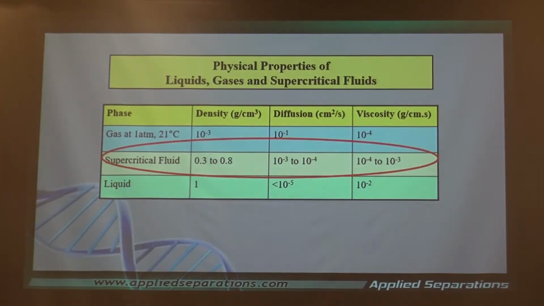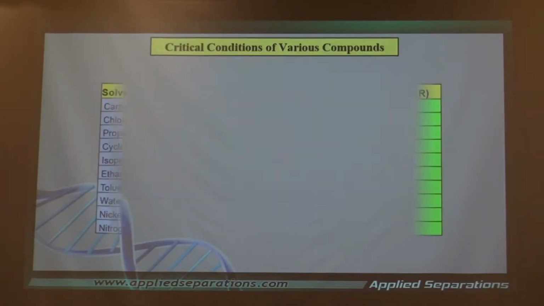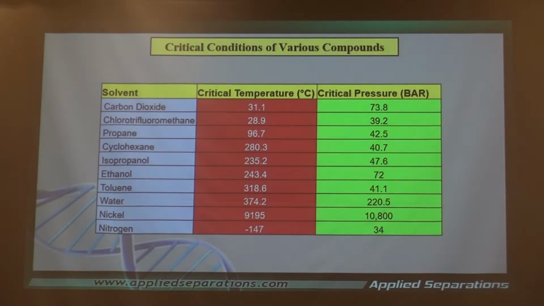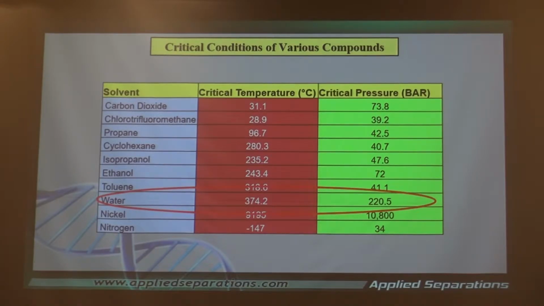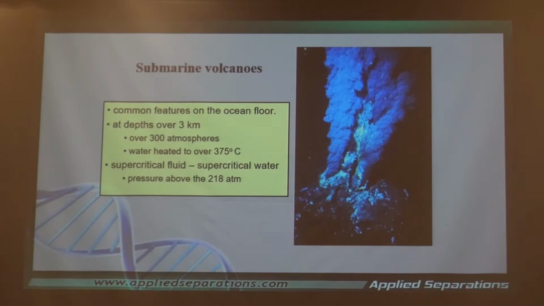A supercritical fluid is somewhere between a gas and a liquid. And as I said earlier, we can make almost anything supercritical. For example, take a look at water. The conditions are different. And this is not found outside of nature, this is in nature. Supercritical water is in nature. It is at the bottom of the ocean, near the volcanoes at the bottom of the ocean. The water coming out of there is supercritical.